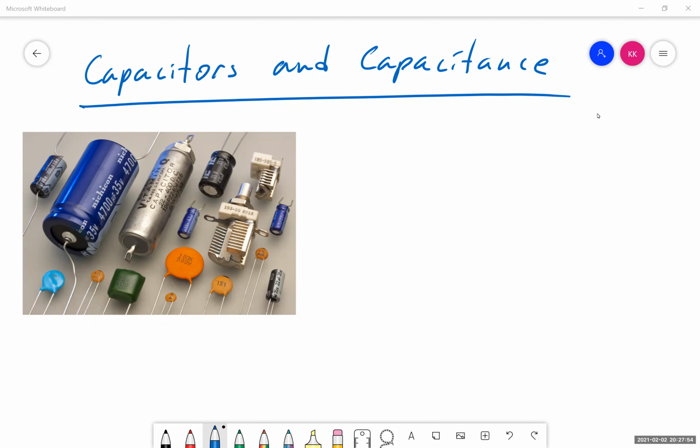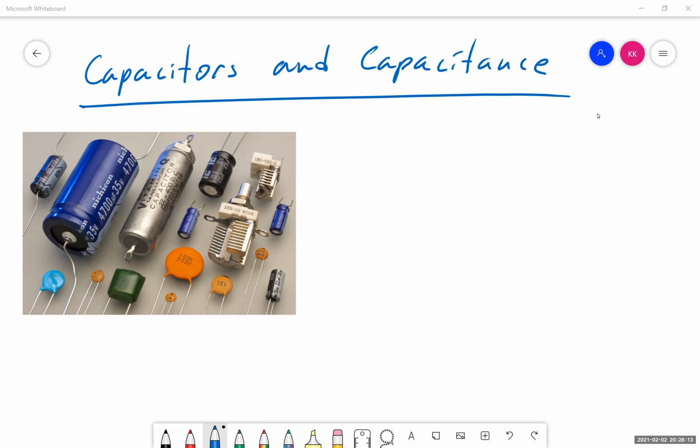All right, everyone. So this lab is on capacitors and capacitance. In front of you, you have a picture of actual capacitors. A capacitor is a device that is used quite a lot in electronic devices, for example.